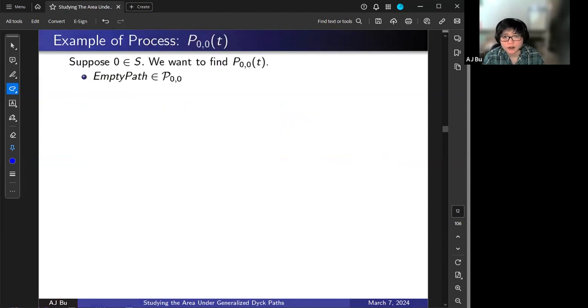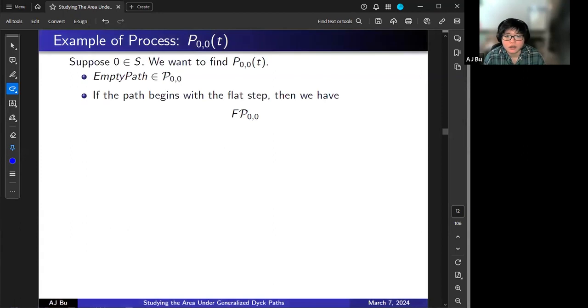So now let's talk about our process for finding our PABs and GABs. We'll do an example with P sub 0,0 of t. So we want to start and end at height 0, right? And we're going to suppose that we're allowed to take a flat step, so 0 is in our set S. So we could have the empty path. Or one possibility is that we begin with the flat step and then we can write our path as F P sub 0,0, right? Because the flat step is not doing any sort of adjustment to our height. So we're still going to start and end at height 0.